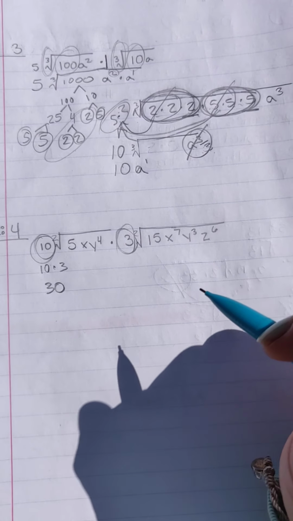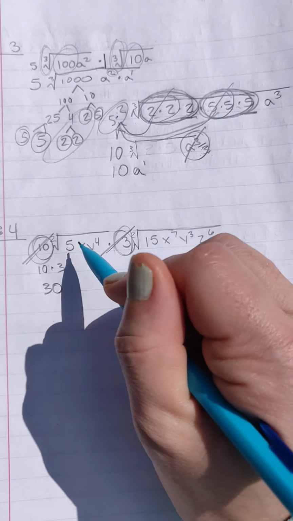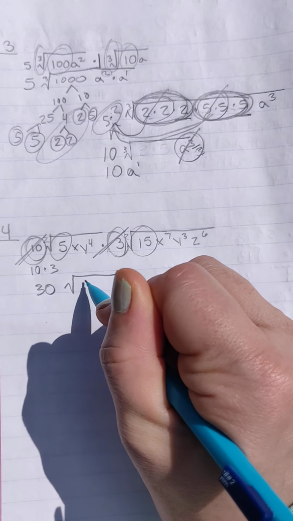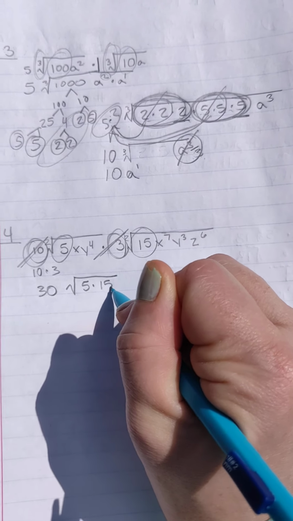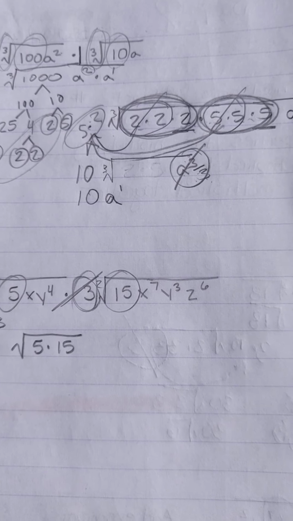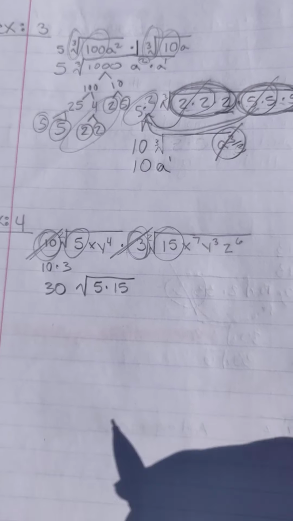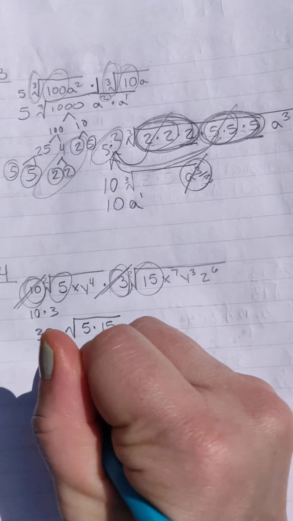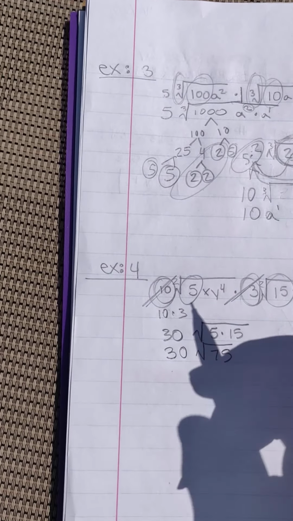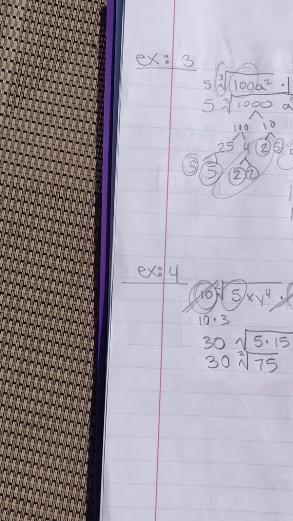All right, and then we're going to take, that's done, and that's done. We're going to take our 5 times 15. So we've got 5 times 15 equals 75. So I've got 30 root 75. And remember, this is the second root. So I'm going to put my little 2 there.